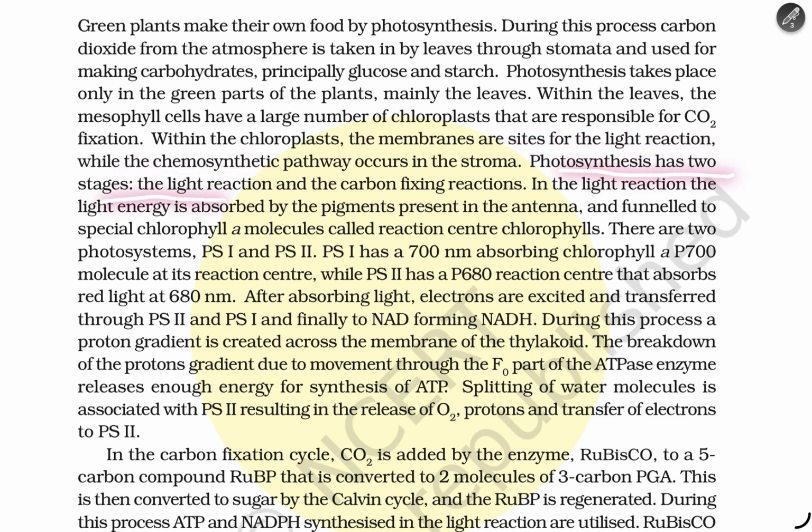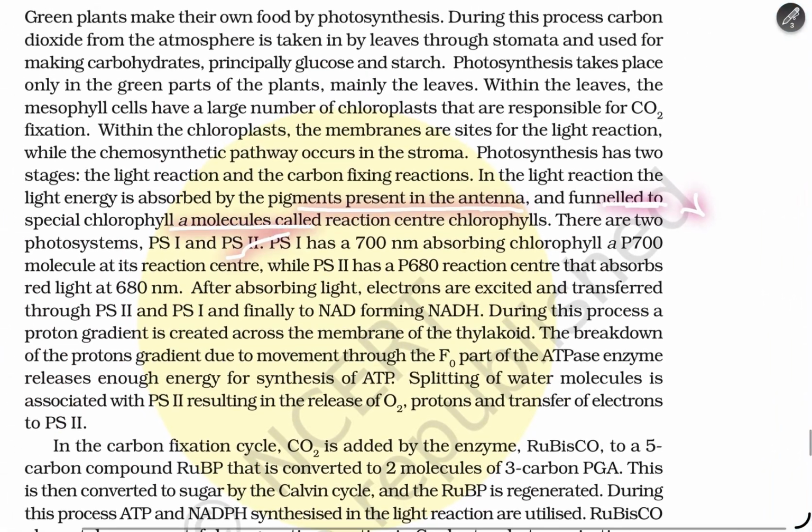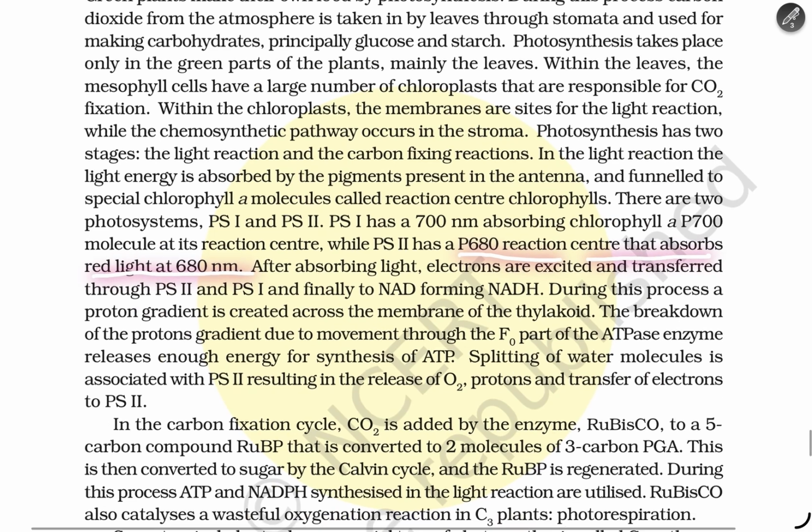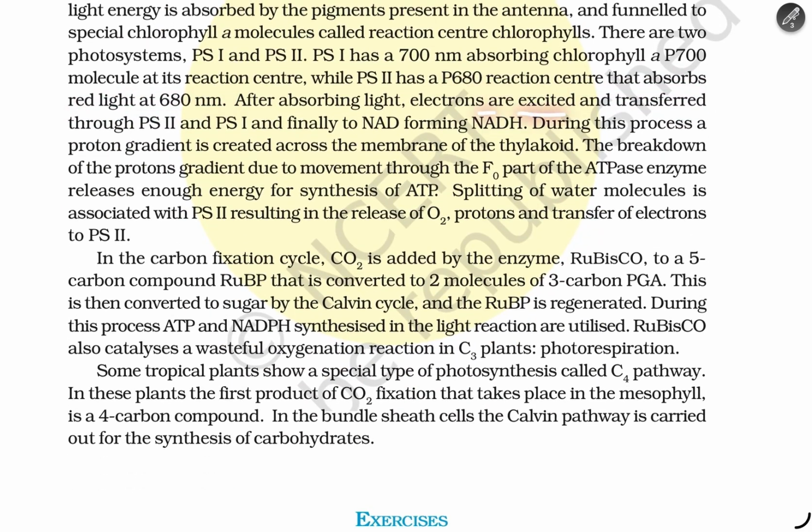Photosynthesis has two stages: the light reaction and the carbon fixing reaction. In the light reactions, the light energy is absorbed by the pigments present in the antenna and funneled to a special chlorophyll a molecule at the reaction center. There are two photosystems, PS I and PS II. PS I has P700, a chlorophyll a molecule absorbing at 700 nanometers, in its reaction center. PS II has a P680 reaction center that absorbs red light at 680 nanometers. After absorbing light, the electrons are excited and transferred through PS II and PS I, finally reducing NADP to NADPH.